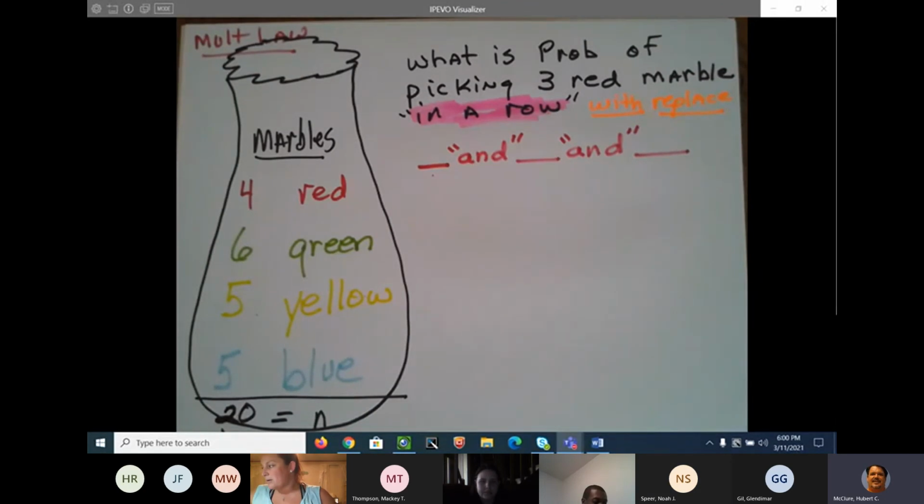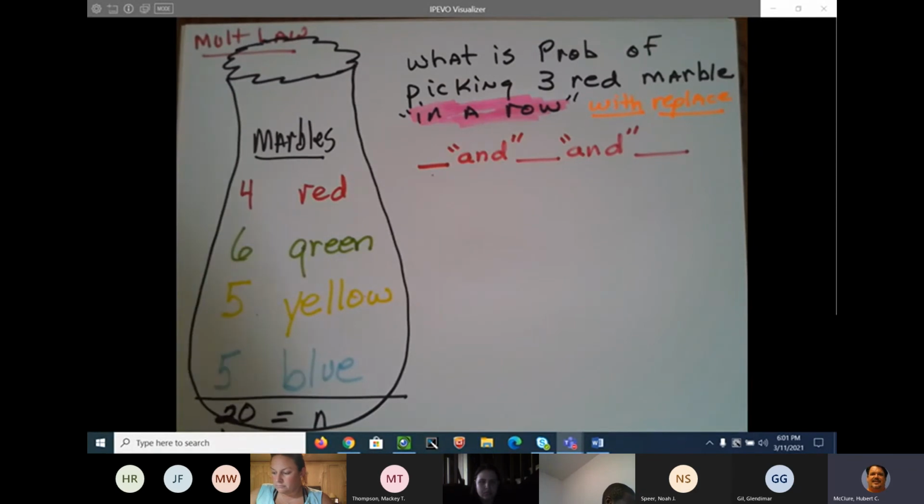I reach into the golf bag. I get a golf ball. I look at it. I write down what color it is. And then what do I do with the golf ball after I write down the color? Put it back in the bag. That is with replacement. Now, somebody tell me what that does as far as mathematics. It doesn't change the math because you still have 20 marbles in the bag. That's why it's called independent.